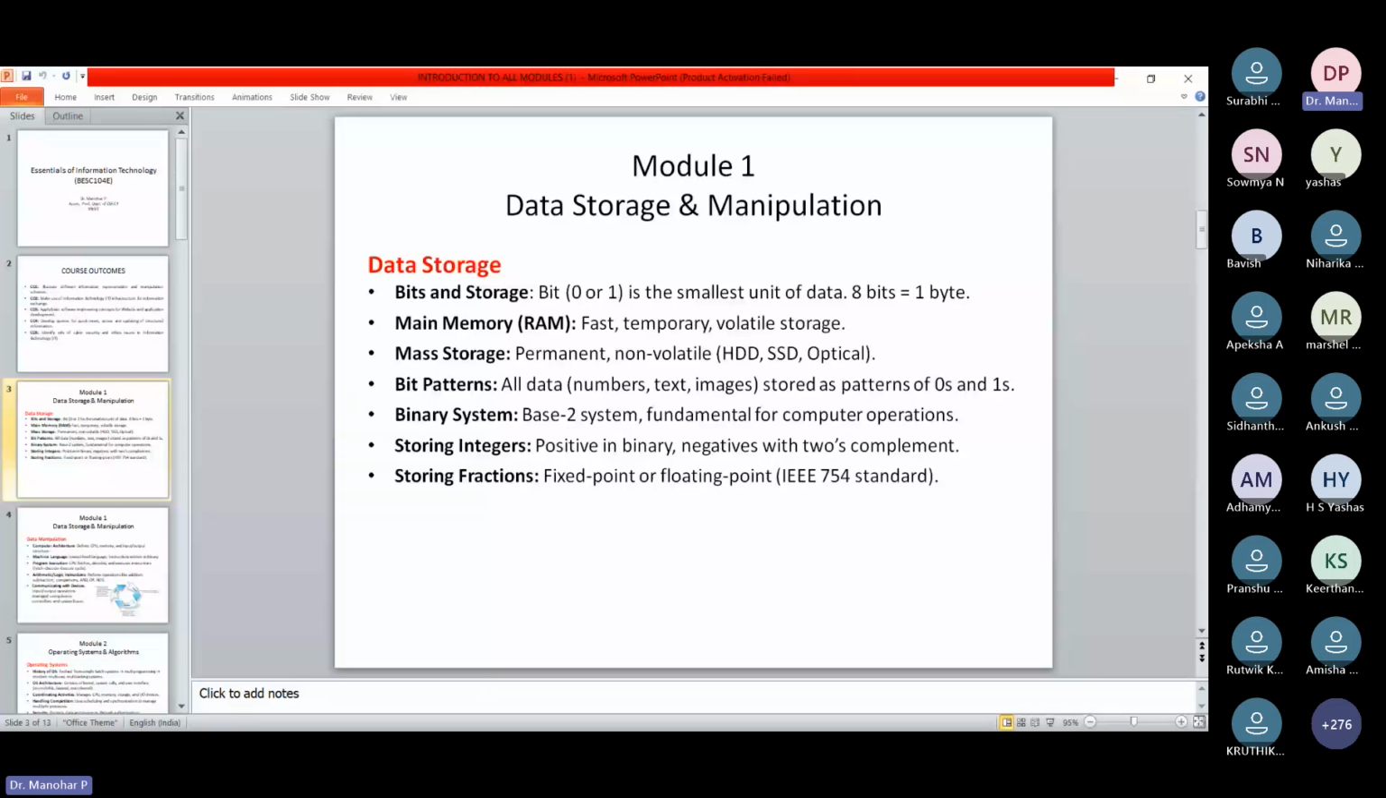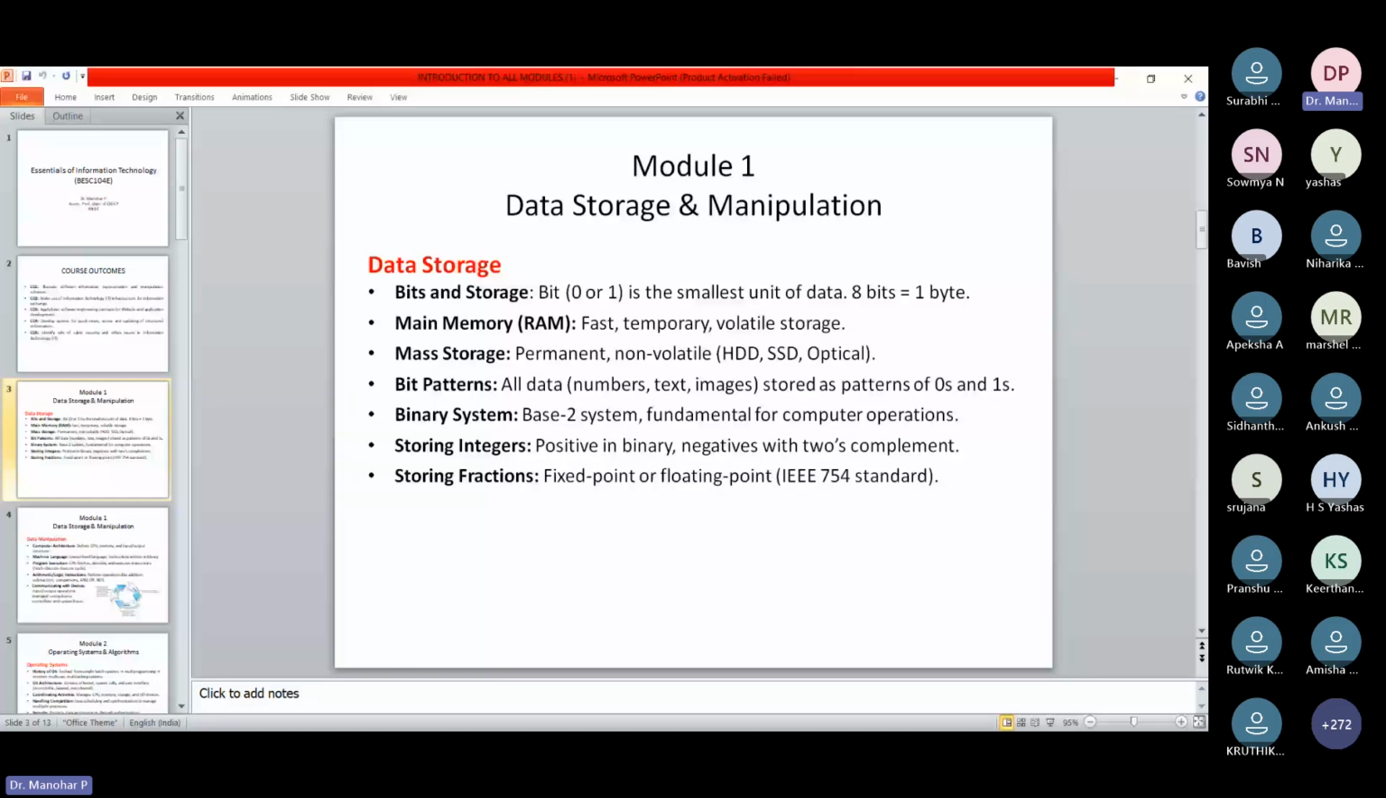They are non-volatile. And information, either an image or a text or a number, all this kind of data can be stored as patterns of zeros and ones. These different data can be represented as bit patterns, and the computer uses the base-2 system because there are so many number systems. You have decimal, hexadecimal, octal, etc. But the computer uses the base-2 system for all its operations.